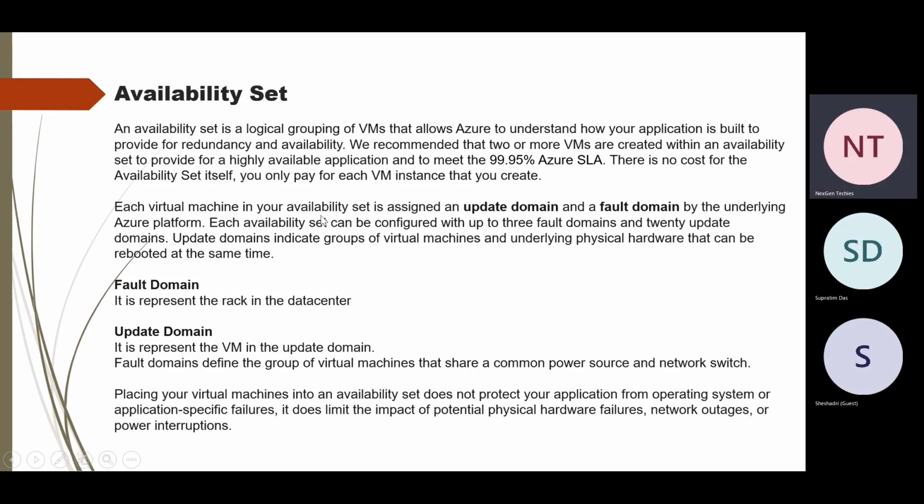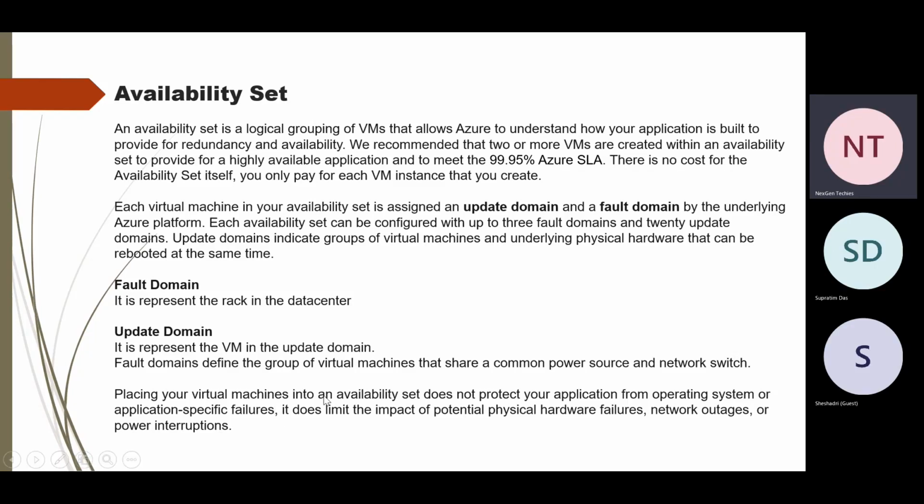So each virtual machine in your availability set is assigned to an update domain and a fault domain. Update domains indicate the groups of virtual machines. What are the fault domains? The fault domains represent the racks within the data center. The fault domains define the group of virtual machines that share a common power source and network switch. So you have the rack, and in the rack you have the power supply, network switch, routers, etc.